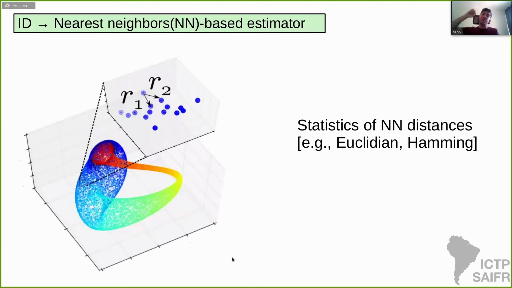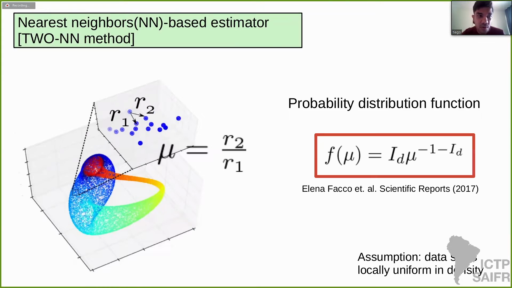The basic ingredient to compute this intrinsic dimension is distance in configuration space. More specifically, for each point in the configuration space, you compute the first and second nearest neighbor distance. This distance is defined using a conventional distance, like Euclidean distance or Hamming distance. The method that we use is called 2NN, the 2 nearest neighbor estimator. It was published in this paper.